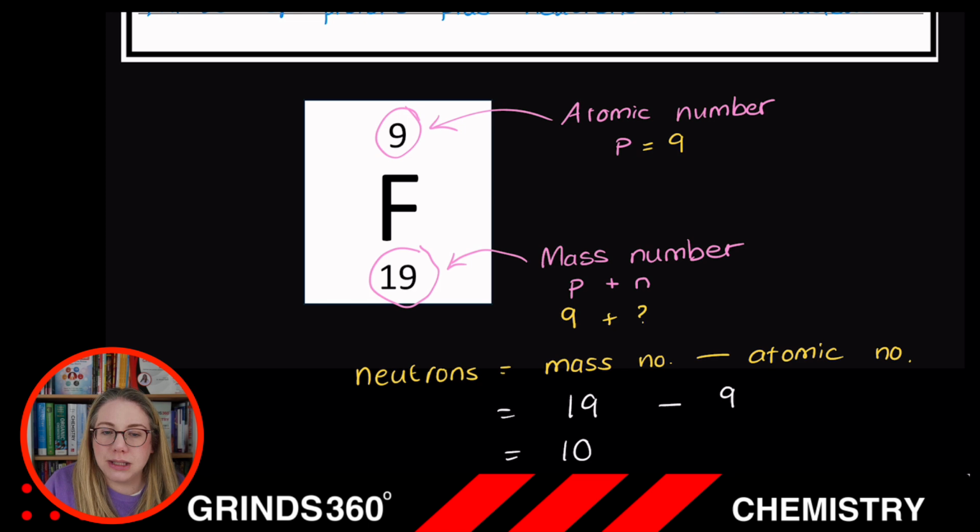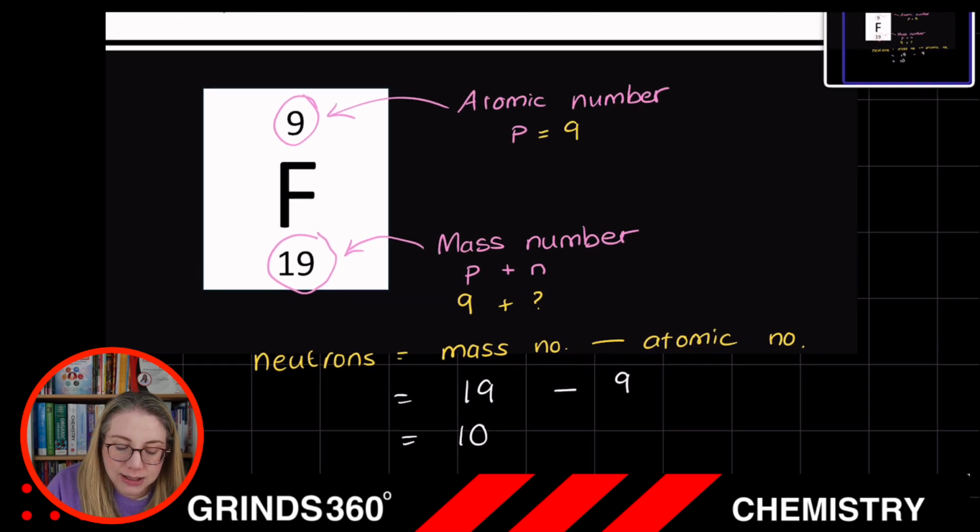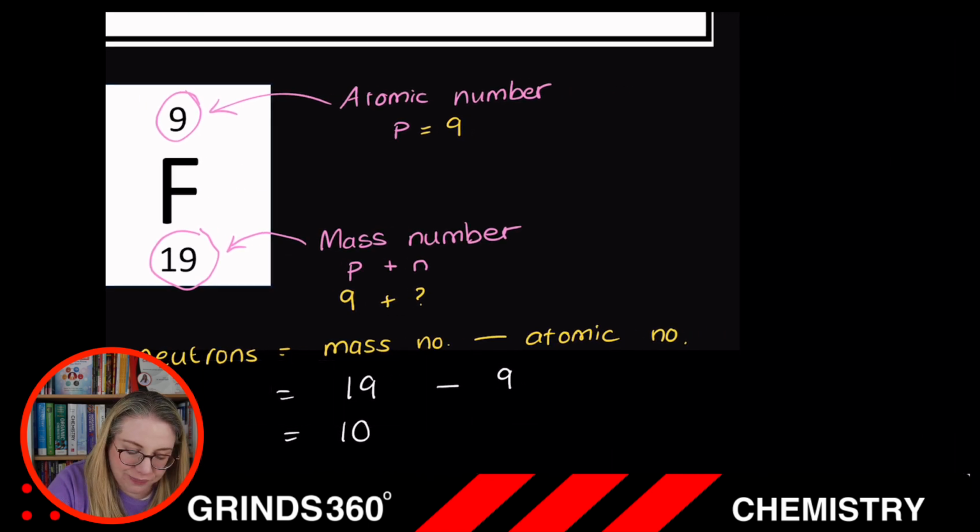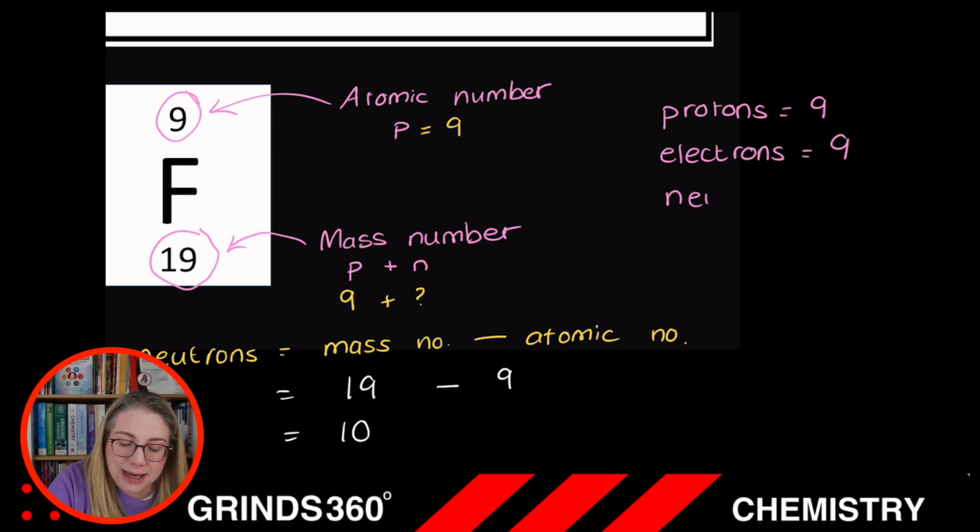Now, why do you need to be able to do this? Because you could be asked to list the number of subatomic particles. So based on the information that you see on the screen, we already know that we have 9 protons because the atomic number is 9. How many electrons would we have in an atom of fluorine? Well, the protons equal the electrons, so we also have 9 electrons. And now we have worked out the number of neutrons. You just subtract the two numbers: 19 minus 9, which gives me 10. Now, in the exam, you can get 3 marks for each of these that you can count, and it is important that you can count them.